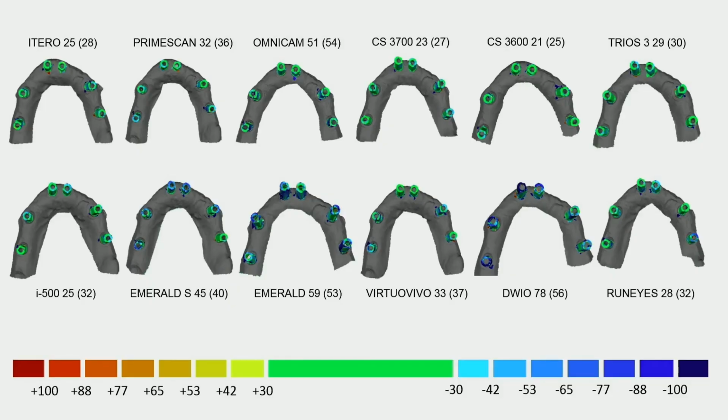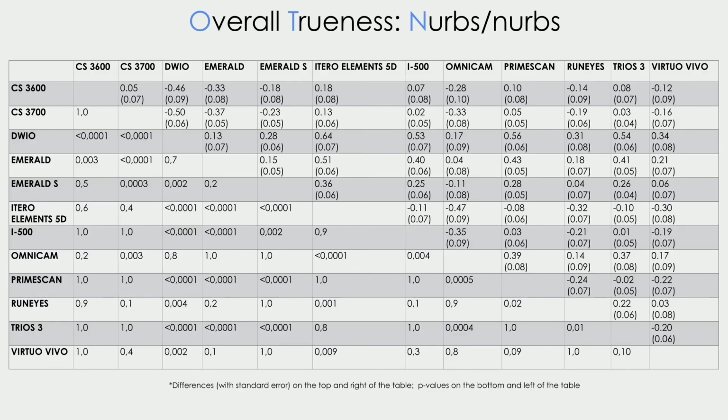And here are the best results with the mesh-to-mesh. As we can see, we have excellent results, and the results also depend on the operator, on the moment, on the capacity to be stable, progressive and consistent. And the results are very good for all of the scanners. As we can see, the green is prevalent, and if we go to the NURBS-to-NURBS evaluation, it's even better. We see once again on the top right of the table the difference between the couples of scanners, and on the bottom and left the p-values. Once again we can evaluate if there are statistically significant differences between the different scanners.